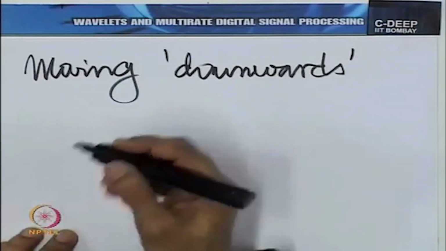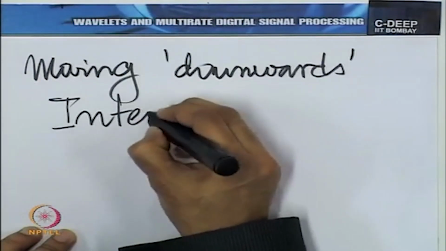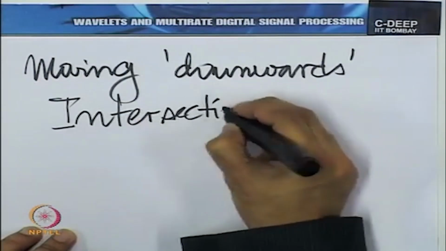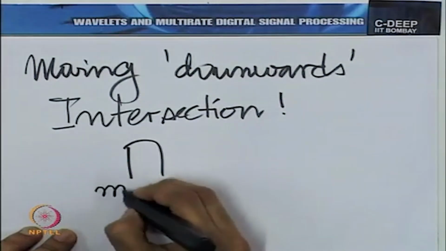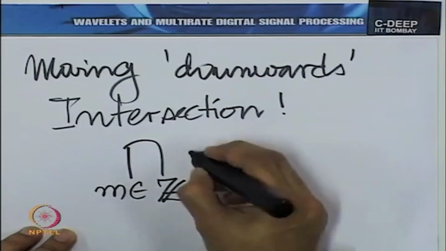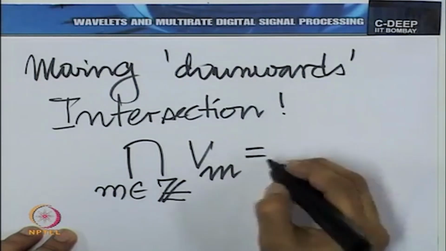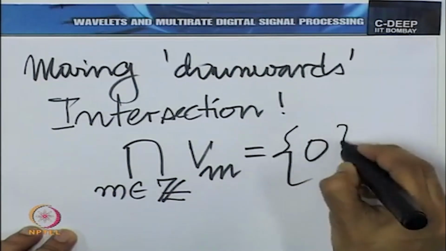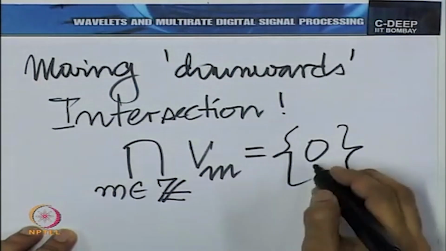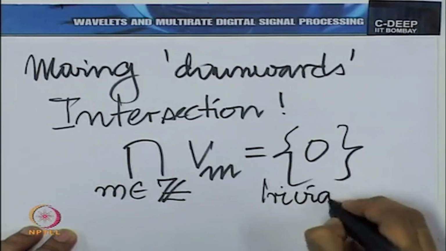Just as union takes you upwards, intersection takes you downwards. So, if you take an intersection over all m belonging to Z of V_m, there I do not need to worry about closure or anything of that kind. I can simply put down, this is a trivial subspace, essentially the subspace of L2(R) with only the 0 function included. This is called a trivial subspace.